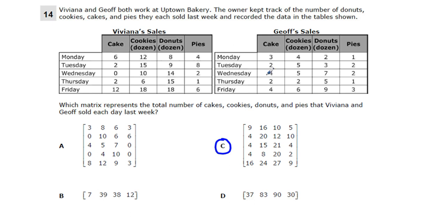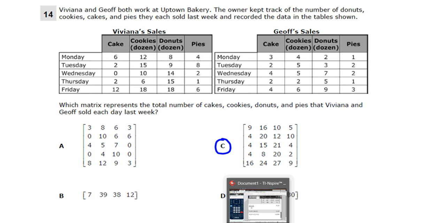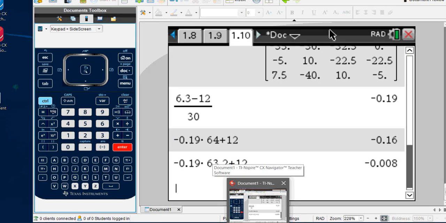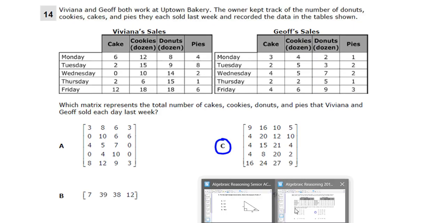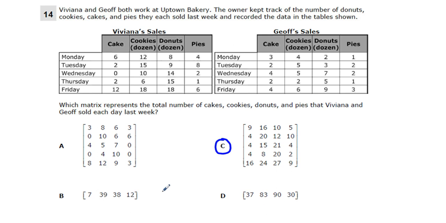You could go ahead and do a 4 by 5 matrix and add them together like we did earlier in that very first problem, but that's really not 100% necessary. So that's the correct answer.